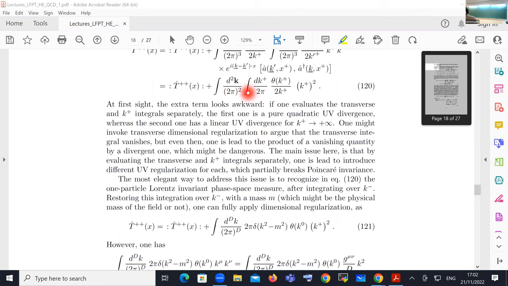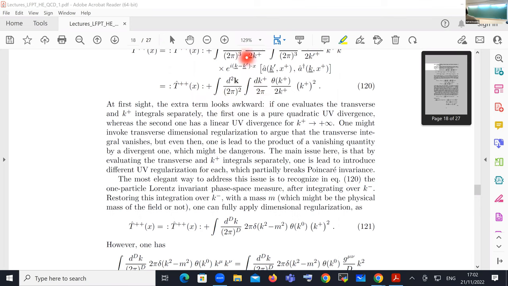So here that might tell you that this guy is zero, but still that would be zero times something badly divergent. So it's not very nice, and it looks very strongly regularization dependent.